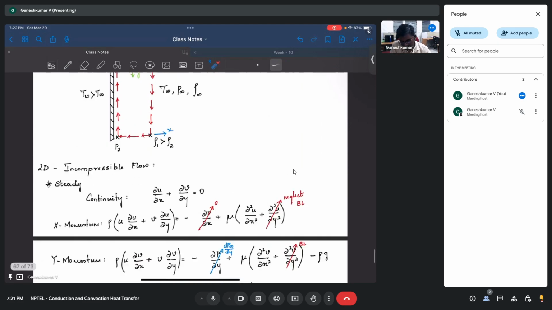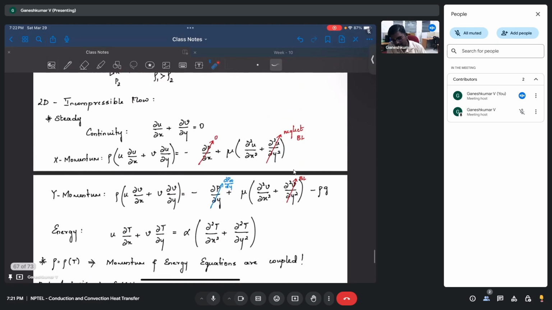Okay, so for this, we are going to use 2D incompressible flow. Although density is changing, this is a special case where you can still use 2D incompressible flow. And the continuity equation, the x and y momentum equations, and also the energy equation, all these equations you have to solve together.